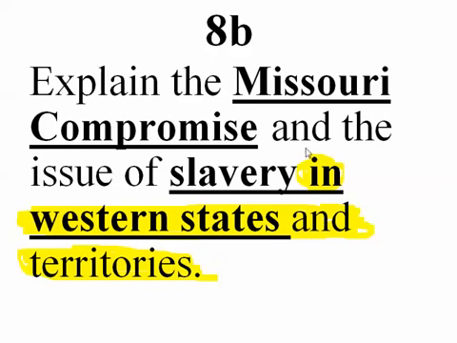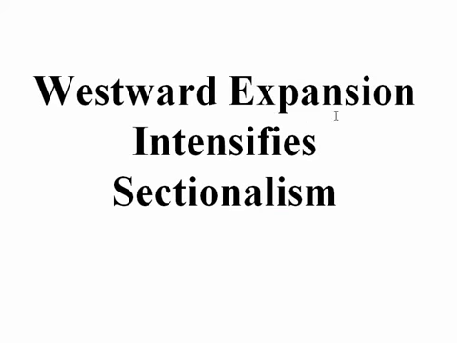Explain the Missouri Compromise and the issue of slavery in western states and territories. I want to focus right quick on what we're talking about here in western states and territories, and then we'll return back to the Missouri Compromise. What we're essentially going to point toward is this westward expansion or territorial expansion. Westward expansion is going to intensify this sectionalism, this north-south conflict, this north opposed to the south and south opposed against the north, which is going to lead us to a civil war. Westward expansion is going to intensify these differences that are going to cause arguments and conflict.